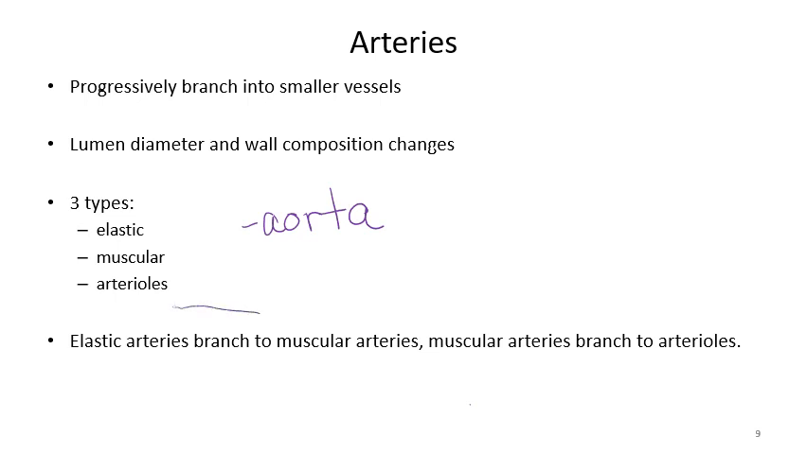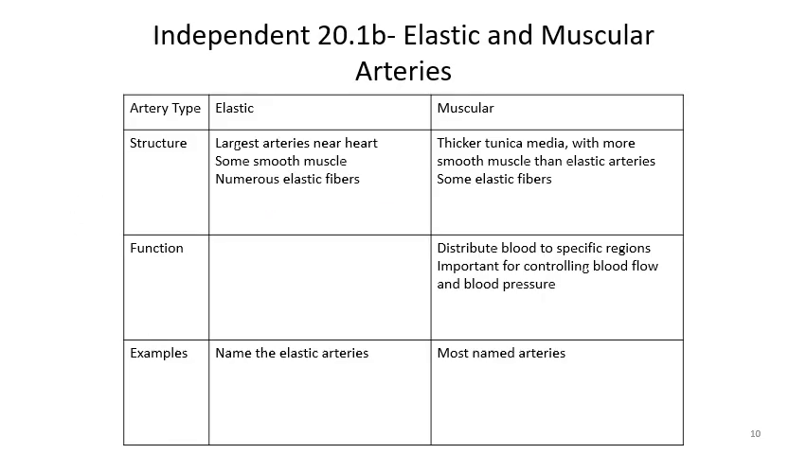And so the progression is, when we just come out of the heart, we have elastic arteries. Get a little further from the heart, they branch and give us muscular arteries. Muscular arteries branch to arterioles. And each arteriole is going to supply usually a certain region of the body. So this is another independent thing that you don't need to listen to me talk about. You can pull it right up from your book.